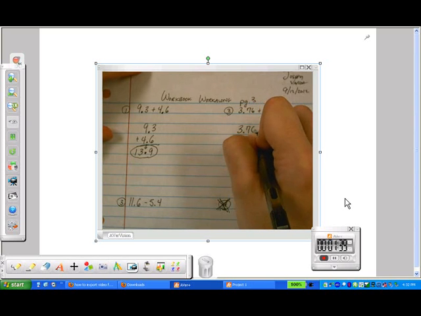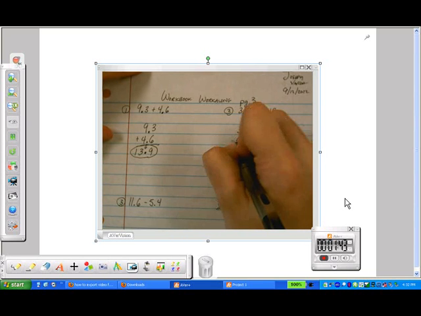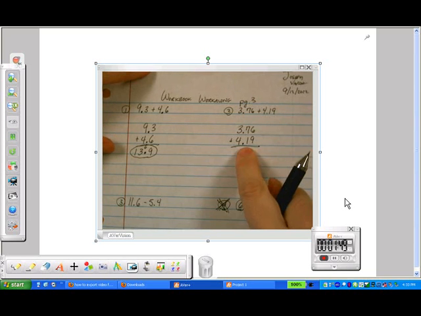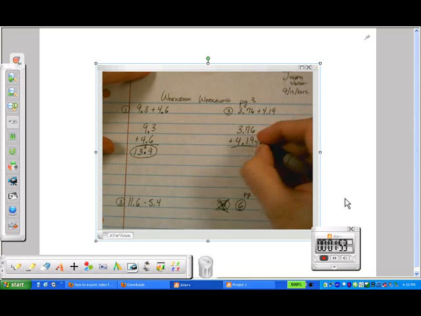We need to first line up the problem. So please check and see if you lined it up correctly. It should be lined up like that. So the hundredths place, tenths place, decimal place, and ones place are all lined up. After that, it's just adding.